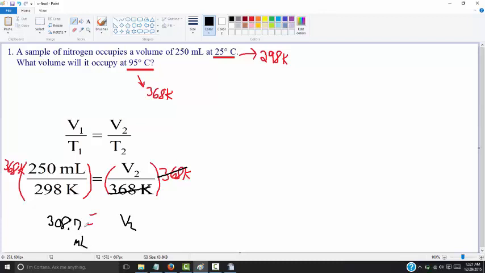milliliters. And depending on how specific you need to get with your answers and significant figures, just by doing the math, you will get 308.7 milliliters. But if you are going by the number of significant figures, you should only have 2 significant figures in this final answer. So that answer will become 310 milliliters. There's only 2 significant figures in this answer, the 3 and the 1.